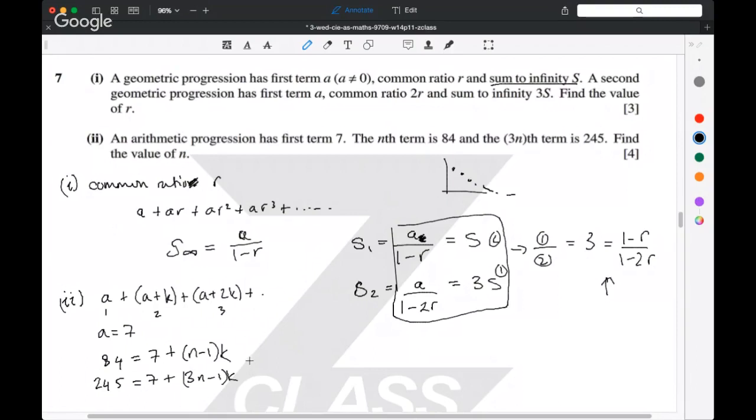This is not too bad. We can just rearrange and then divide out the k. So rearrange this to be that (n minus 1)k is equal to 84 minus 7, which is 77, and then (3n minus 1)k is equal to 238. And then you just divide these by each other, right? And you'll get rid of the k's. And then you can solve just for n.